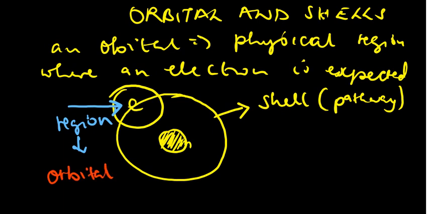Okay, so the difference between an orbital and a shell is that a shell is simply the pathway the electron uses to orbit this nucleus, while an orbital is the physical region where an electron is expected to be found. Okay, so we're going to go more in depth as we look at an orbital and the shell.